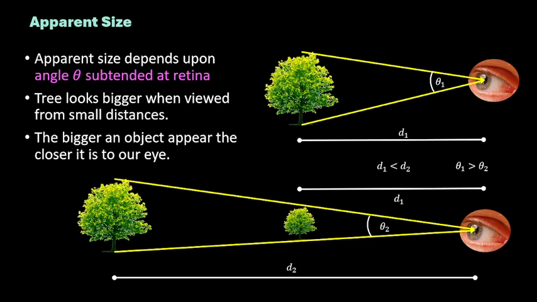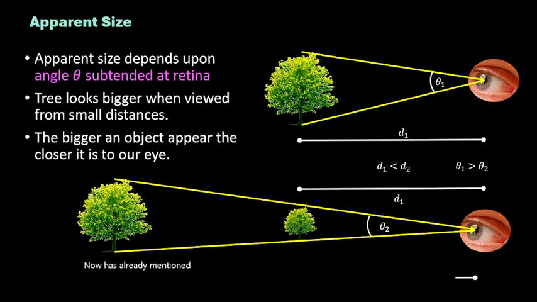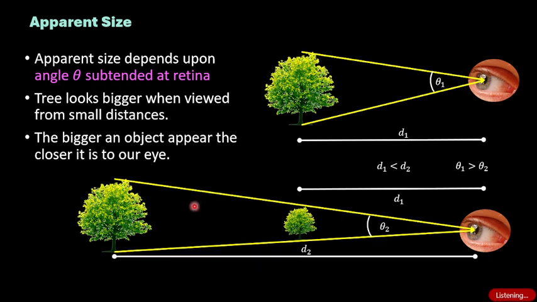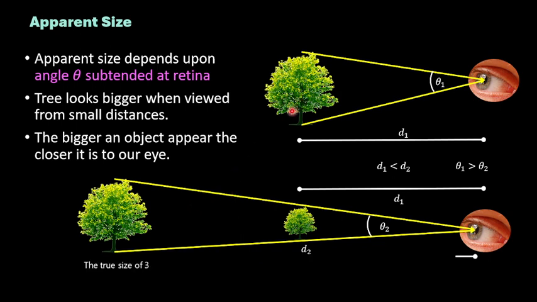Now, as already mentioned, an object that is further away appears smaller in size. An object, when it is closer, appears bigger in size. Here I have shown in the diagram, this first diagram. The true size of the tree remains the same. However, at a longer distance of d2, the size of the tree appears as shown here.